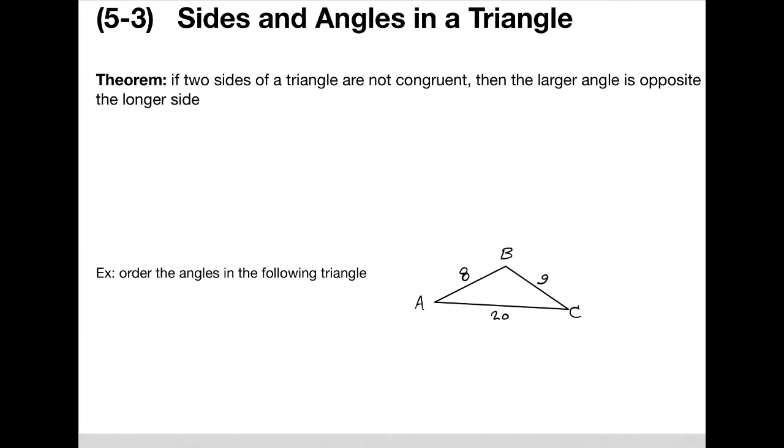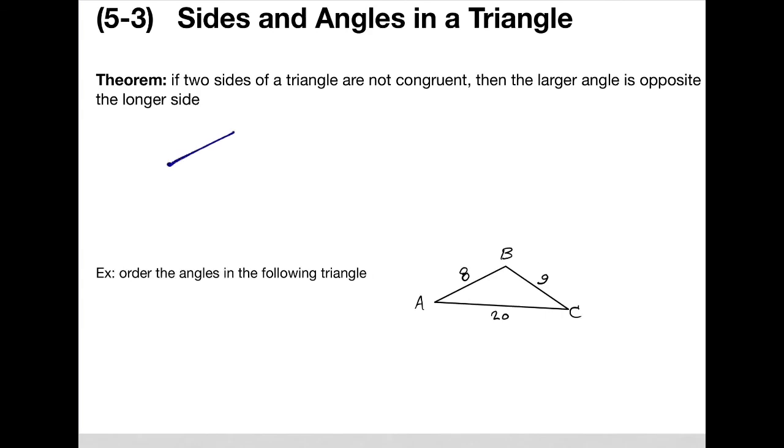The first theorem goes like this. If two sides of a triangle are not congruent, so in other words, if a triangle has two side lengths that are not equal, then the larger angle is opposite to the longer side. So just read the theorem one more time for yourself and I will explain what that means.